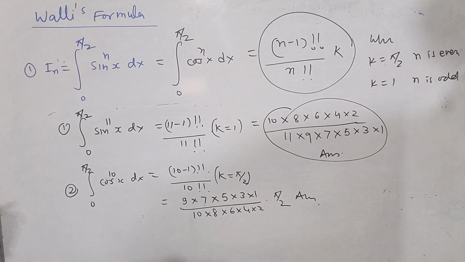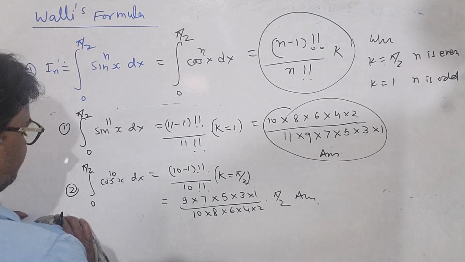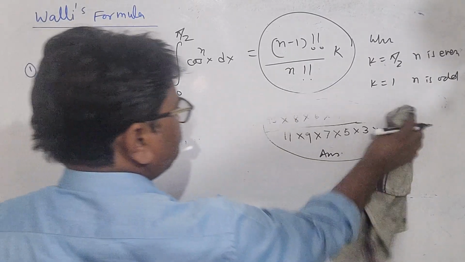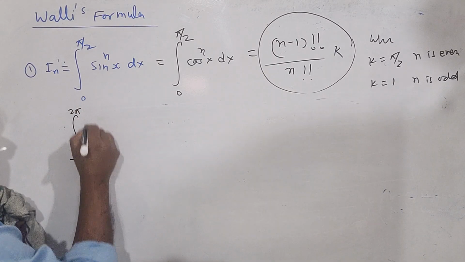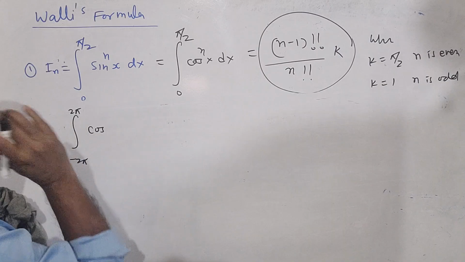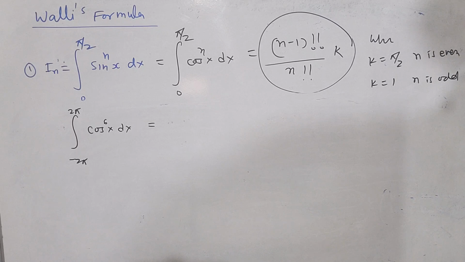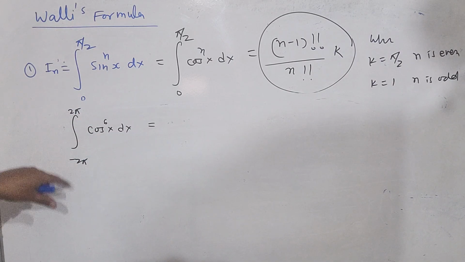Now this is the basic, how to apply the Wallis formula, but they can ask the questions by using some other concept of definite integration as well. For example, if I say find out the integration from minus 2 pi to 2 pi of cos to the power 6x dx. How to do that? Cos to the power 6x. Therefore, I can apply the Wallis formula if the limit is 0 to pi by 2. But 0 to pi by 2 we are not observing. So we can apply the other concept.